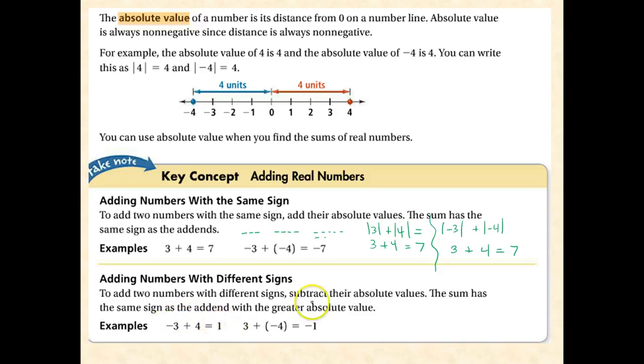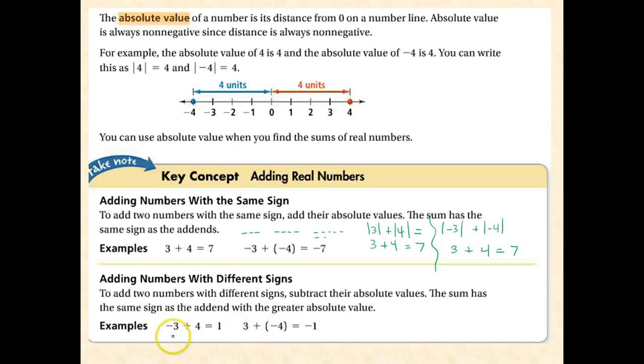And then the sign, the sum takes the sign of the addend with the greater absolute value. So this has the greater absolute value, it's positive, so the sum is going to be positive. Here, the negative 4 absolute value is 4, that's greater than 3, so it's going to keep that sign, negative 1.